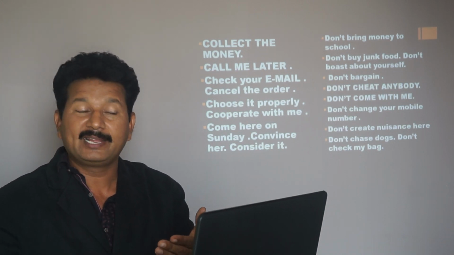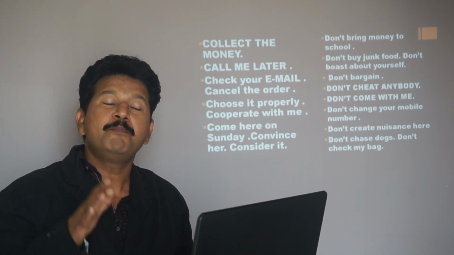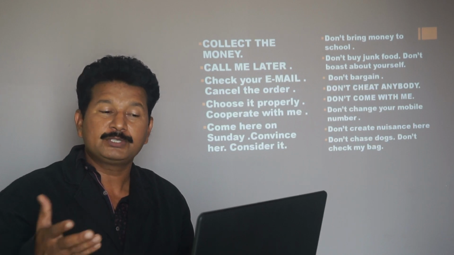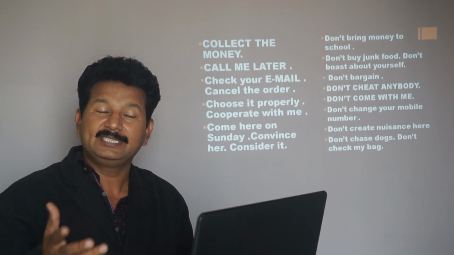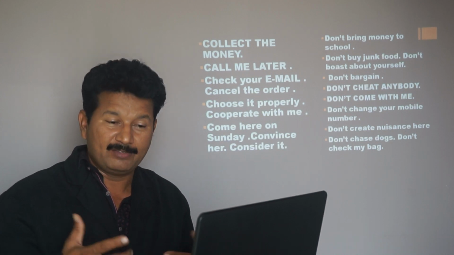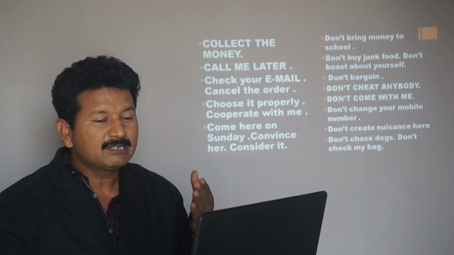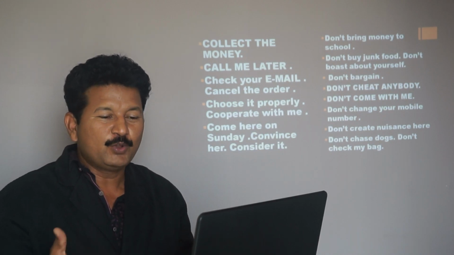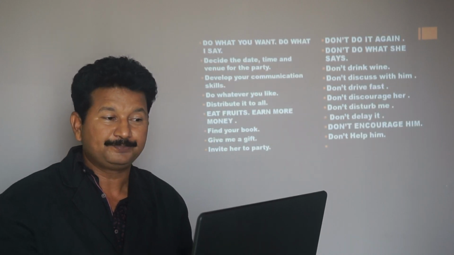You can see some of the negative sentences like don't bring money to school. Don't buy junk food. Don't boast about yourself. And don't bargain. Don't cheat anybody. Don't come with me. Don't change your mobile number. Don't create nuisance here. Don't chase dogs, or you can say don't check my bag, please.